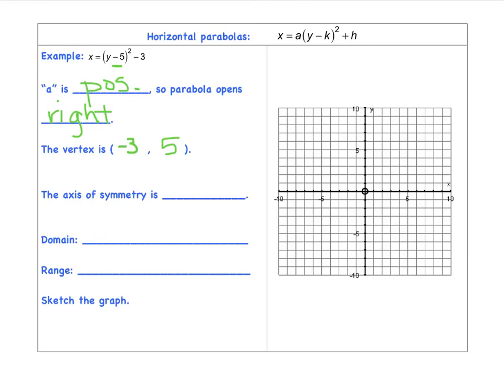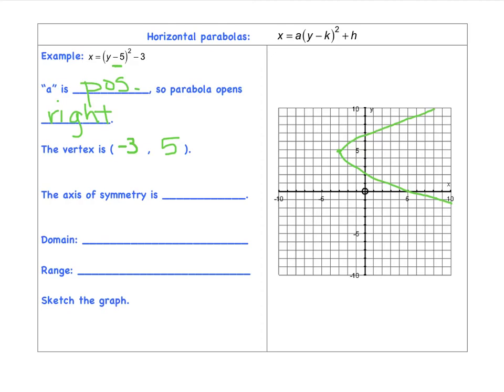Now let's go ahead and sketch this graph. We have enough information to do so, and I think it would make it a little easier for you to discover the axis of symmetry, the domain, and the range. So we'll start out with our vertex, which is -3, +5, which should be right about there. And since I know the A is positive, it will open to the right, so it will look a little like this.